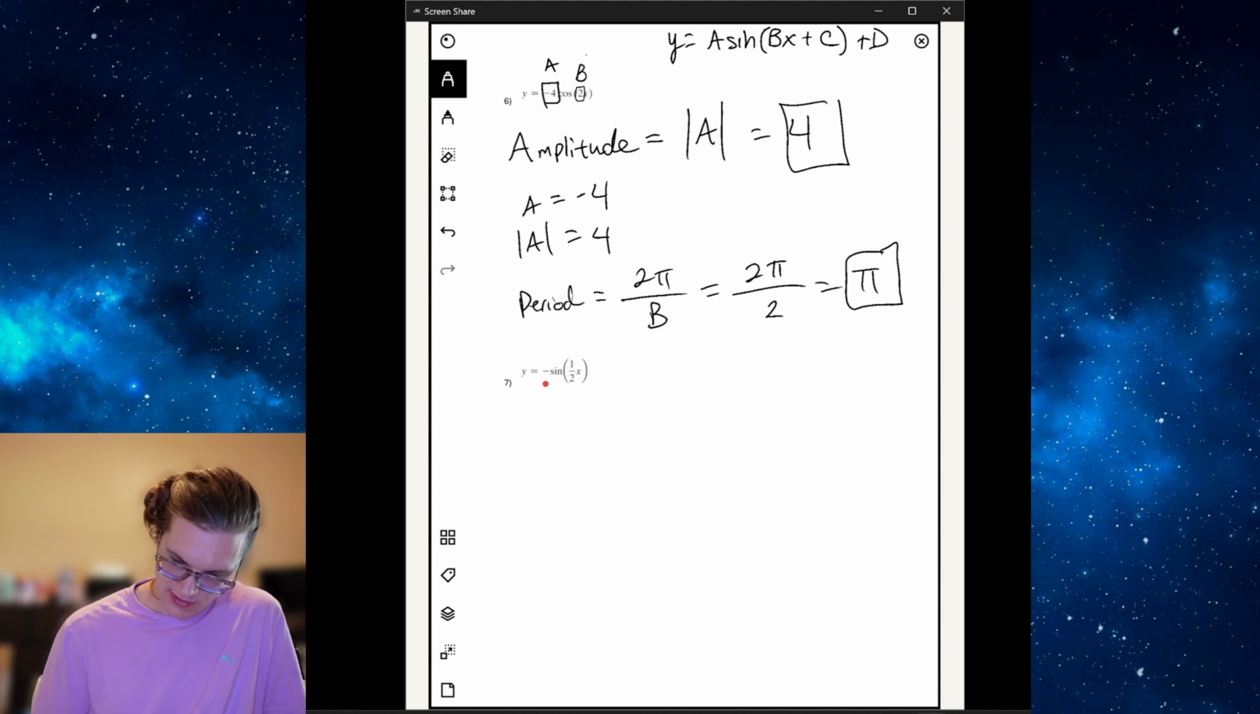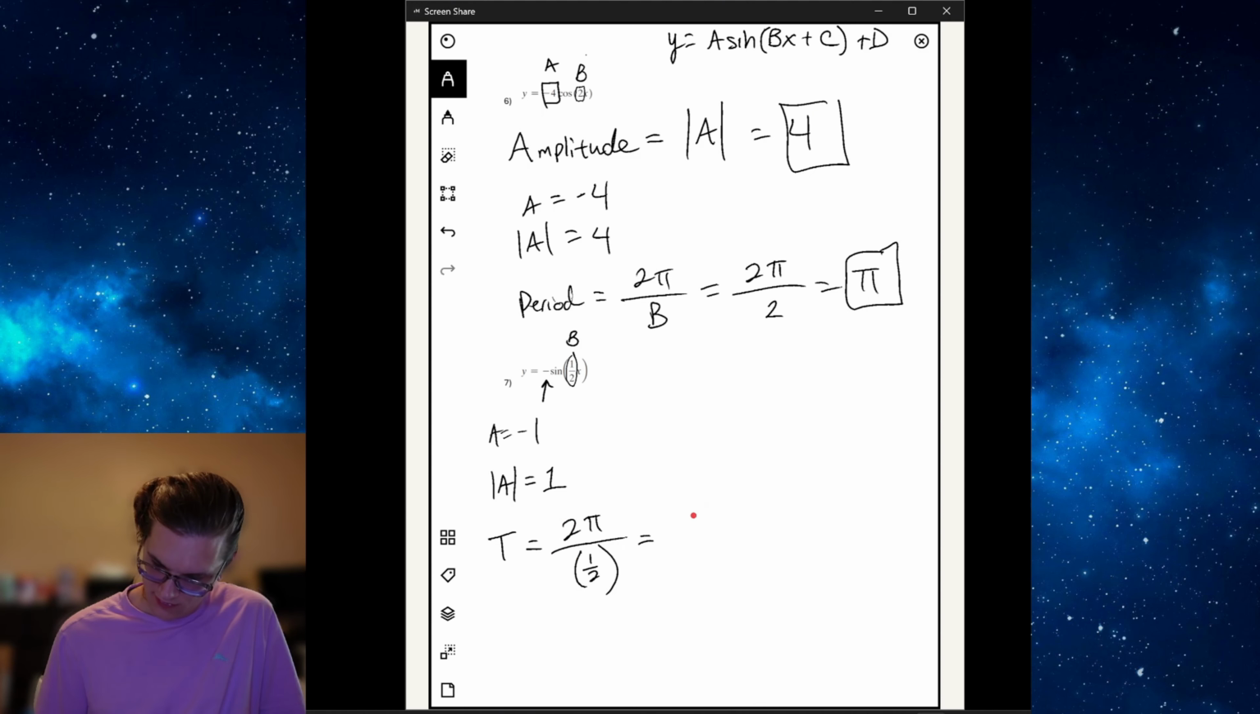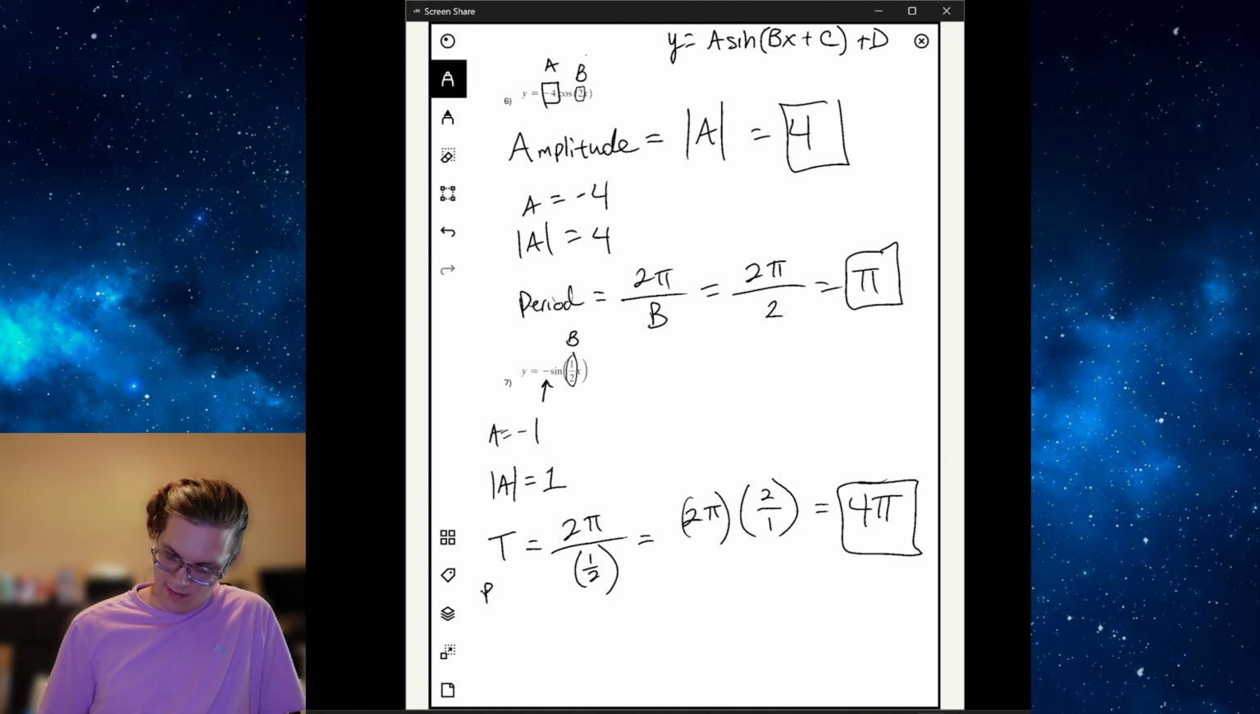And the next one, y equals negative sine of the argument 1/2 x. The amplitude, this is a secret minus 1 is what our A is. So our amplitude is positive 1. And then this 1/2 is our B. So period is 2 pi over this 1/2, which we like to do 2 pi times the flip instead. So 4 pi. Period, amplitude.